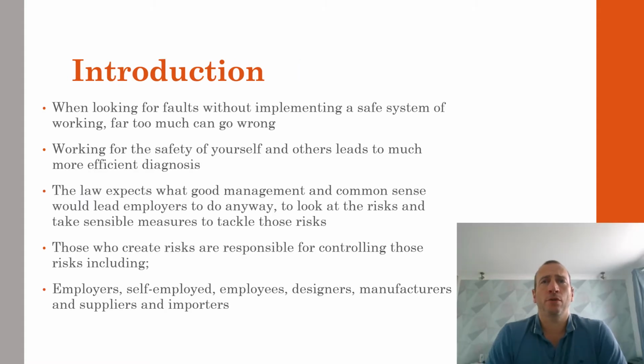When looking for faults, if a safe system of work is not used, far too much can go wrong. This method works best for the safety of yourself, others around you, and leads to a much more efficient diagnosis. A safe system of work would include primarily a risk assessment and a method statement, but it might also include a permit to work. If the safe system of work is not followed, this can lead to accidents happening caused by people who are not aware of the risks or how to approach their work.